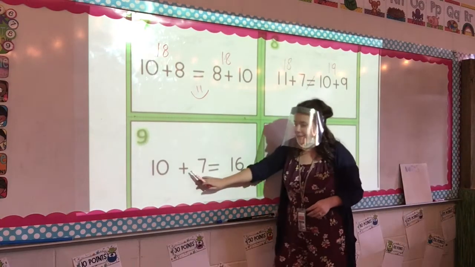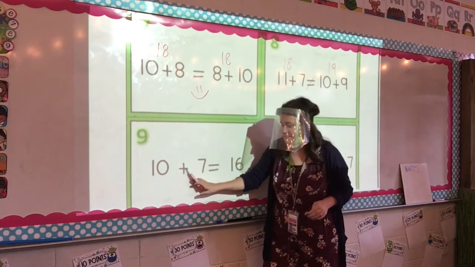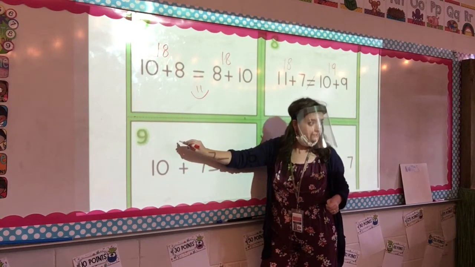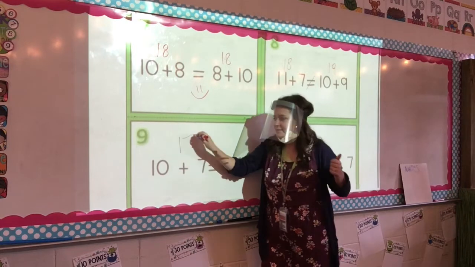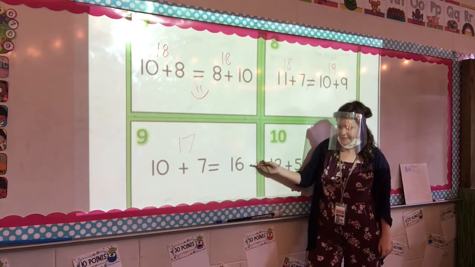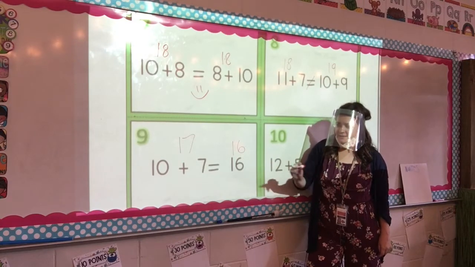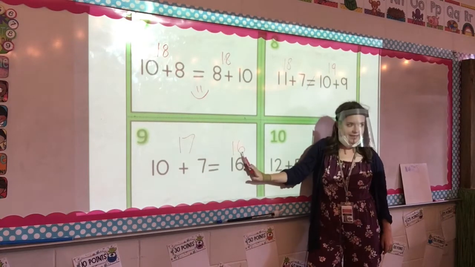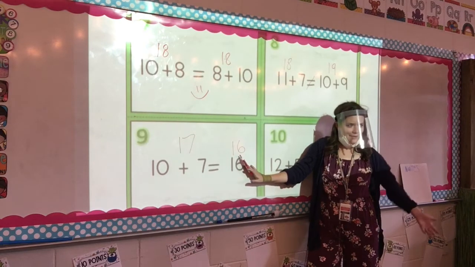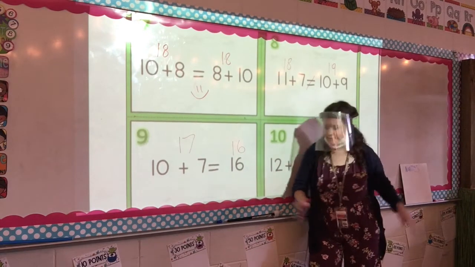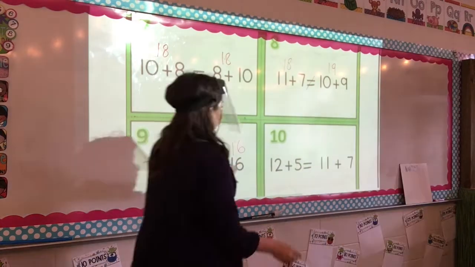Let's do this side. 10 plus 7. What's 10 plus 7, Gorgeous? 17. This side doesn't have an addition sign. It's just 16. Aiden, is 17 equal to 16? No, those are two different numbers. So what am I doing to this equal sign? Slashing it.